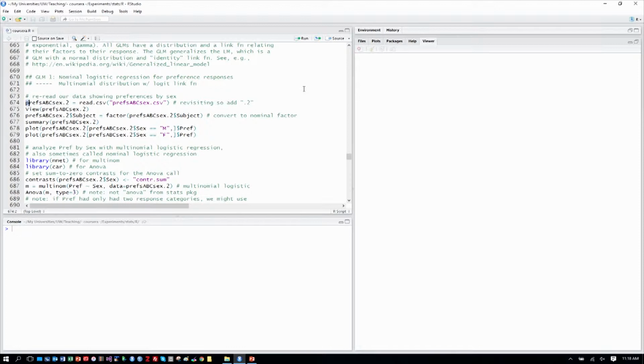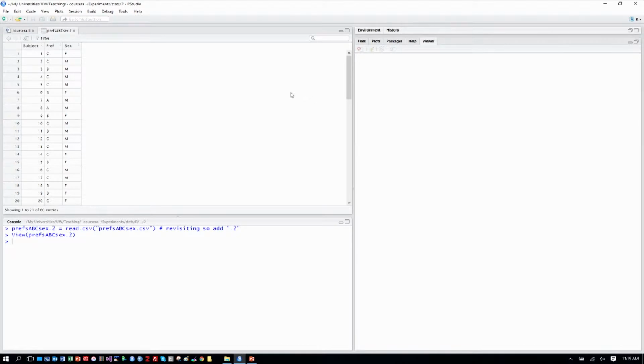We'll store it in a data table that we'll call prefsABCsex, and then I'll put .2 just to highlight the fact that we're progressing through our code file here, and we're doing this for this data for the second time. Okay, so we'll load that up, and as is our normal practice, we'll view it, make sure it looks correct. We have subject as a column, pref as a column, so the preference they have for their website, and sex as a factor.